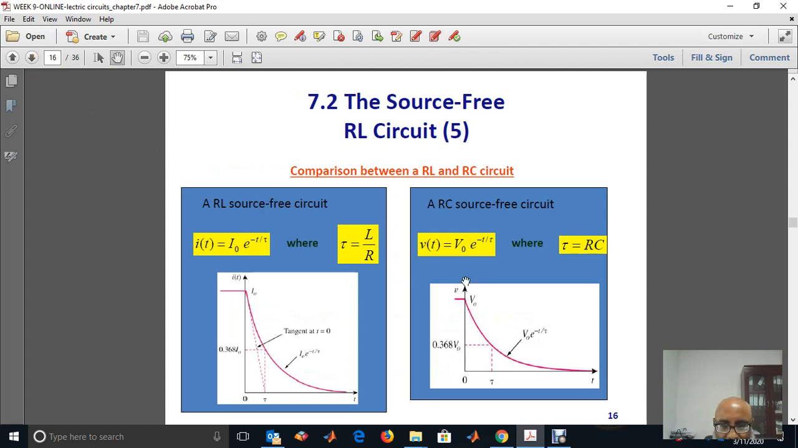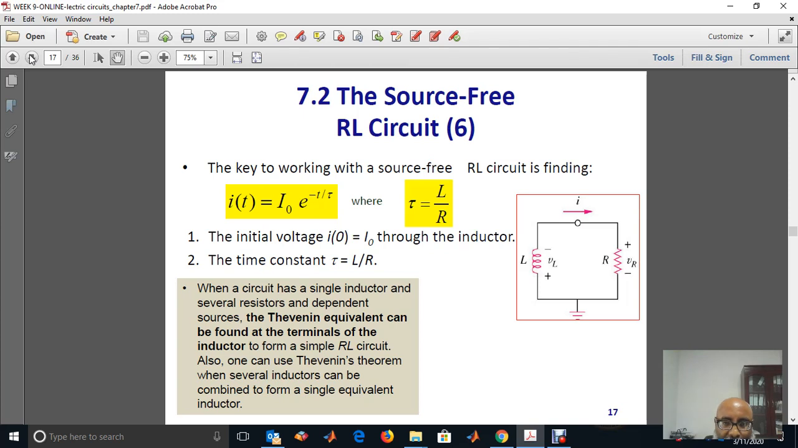If we try to compare the RC and RL circuit, the equations are similar. What's the difference? Okay, in the case of the RL circuit, we have the current through the inductor I naught e to the power of minus t over tau, and tau is L over R, and in the case of the RC circuit, the voltage is V naught e raised to minus t over tau, where tau is RC, and a similar decaying function, except this is current and this is voltage against time.